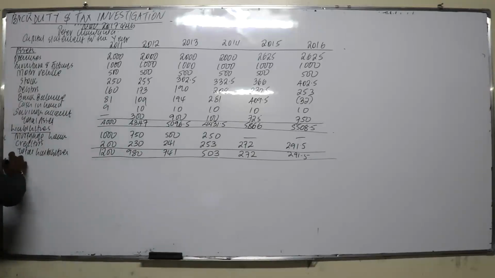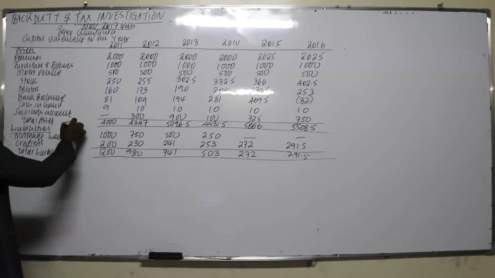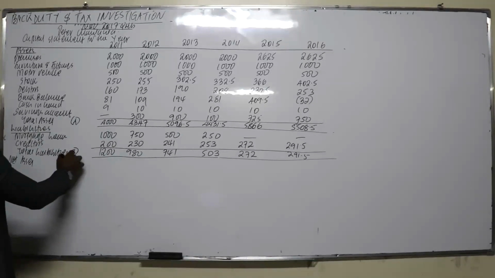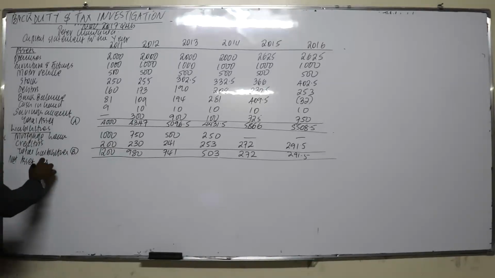So now let's get the net assets or the net wealth. To get the net assets, you can call the total assets A and total liabilities B. So to get the net asset, you take A minus B.